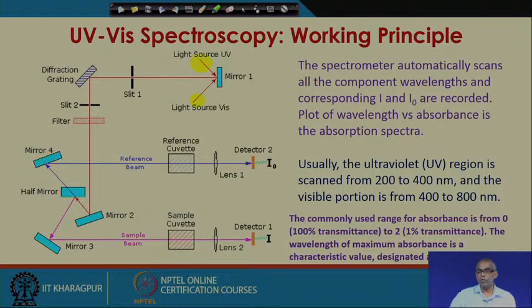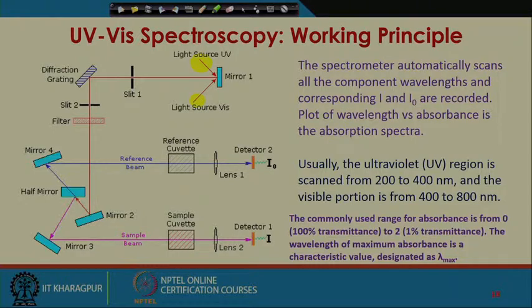The spectrophotometer automatically scans all the component wavelengths, and the corresponding I and I 0 are recorded. From the values of I and I 0, I can find out absorbance, and the UV spectrophotometer generates a plot of wavelength versus absorbance. This is the absorption spectrum.